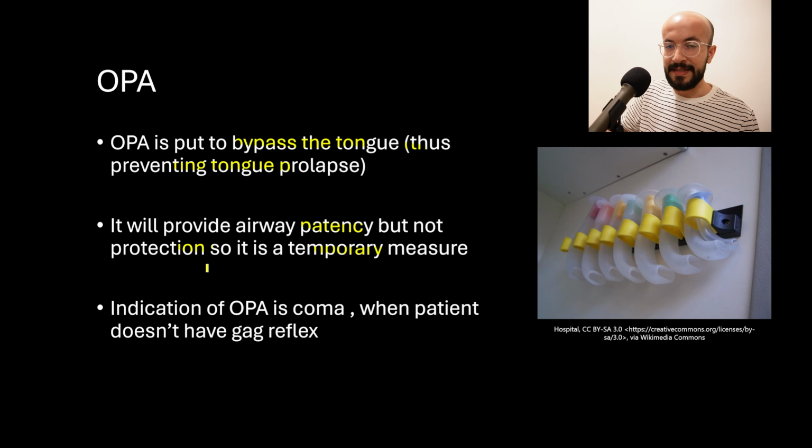Now, the indication of the oropharyngeal airway is in coma patients who don't have a gag reflex, because the oropharyngeal airway is gag stimulating. So it has to be put in coma patients who don't have a gag reflex. And this is how the oropharyngeal airway looks.